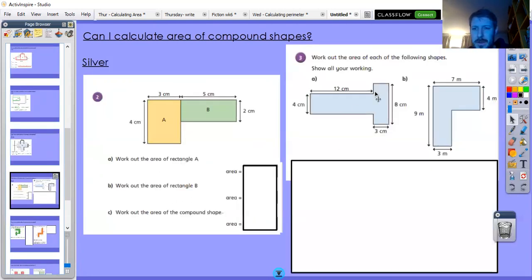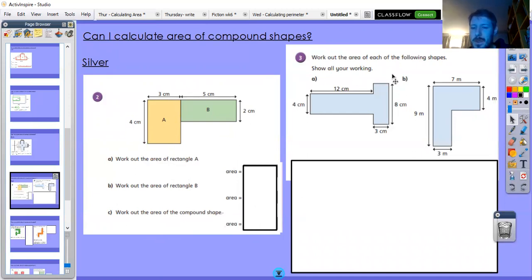Okay, time for you to have a go at some questions now. So we'll start with the silver ones. So it's given you the separate shapes so that you can work out the separate areas, and then you need to add up the areas at the end to work out the total area of the compound shape. So work out A first, then B, then add them up to find the total area.